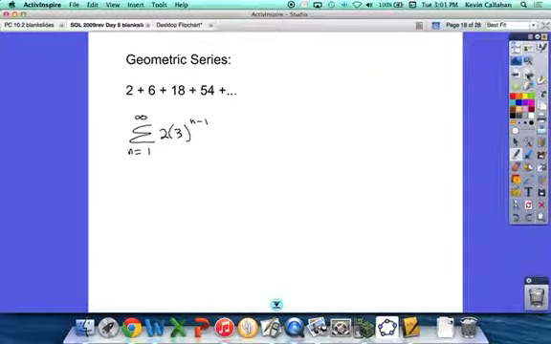Okay, how about this one? Could you do this sum? It's an infinite sum. What is the value of r? R is 3. It's greater than 1. No sum. Does not converge. Greater than 1, no sum.